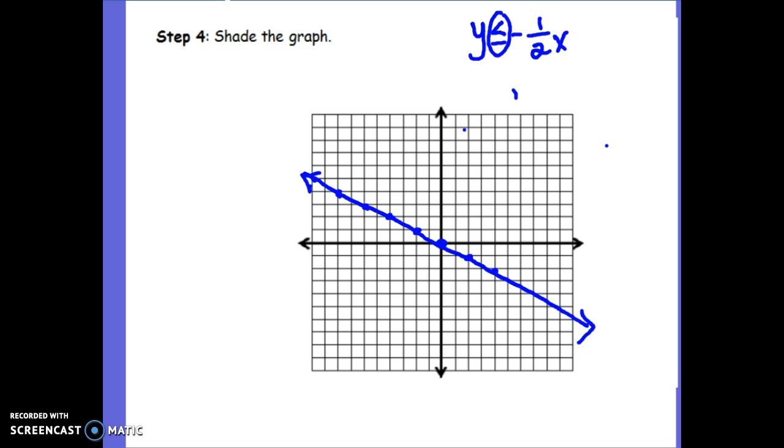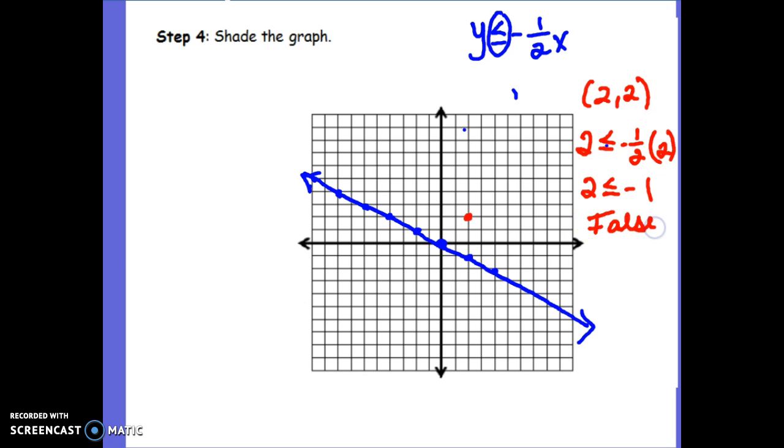Now we want to test a point. We don't want to pick the point 0, 0 to test, even though 0, 0 is easy. We can't do that if it's on the line, and it is. So let's pick another point. In this case, let's pick the point 2, 2. It doesn't really matter what we pick, but our test point is 2, 2. So I plug it in. 2 is my y, is less than or equal to negative 1/2 times 2. 2 is less than or equal to negative 1. Is 2 less than or equal to negative 1? No, that's a false statement.